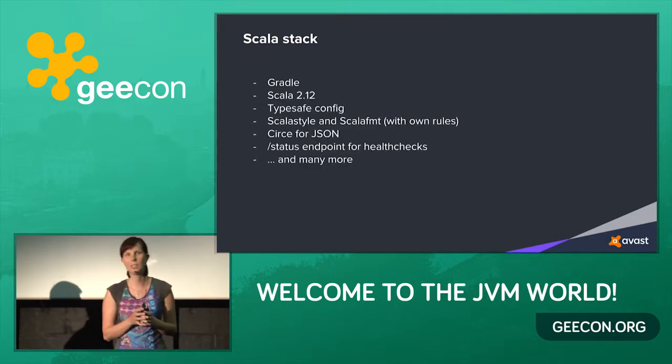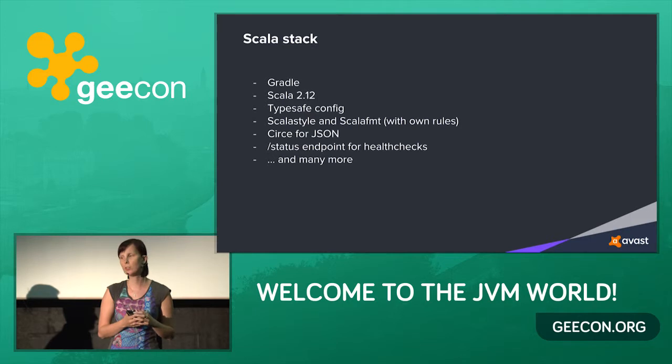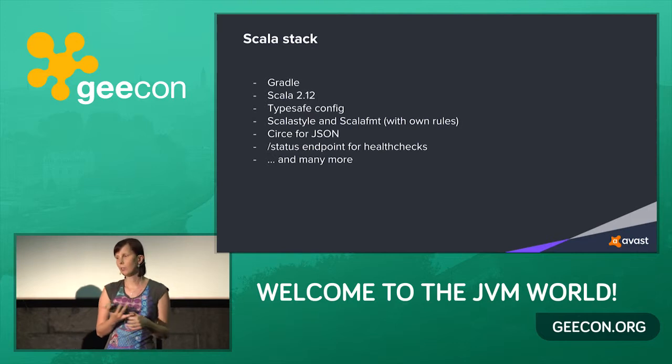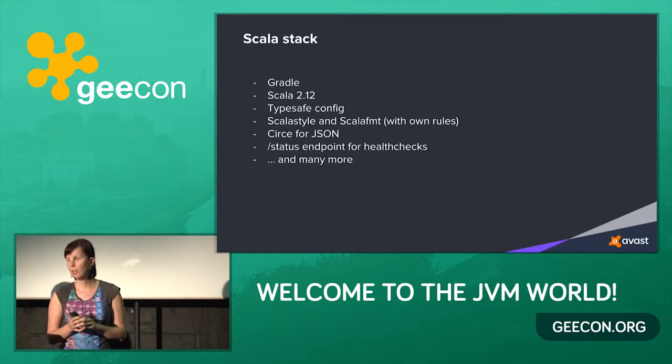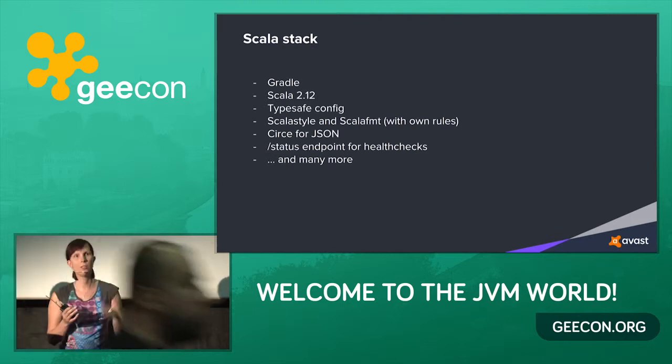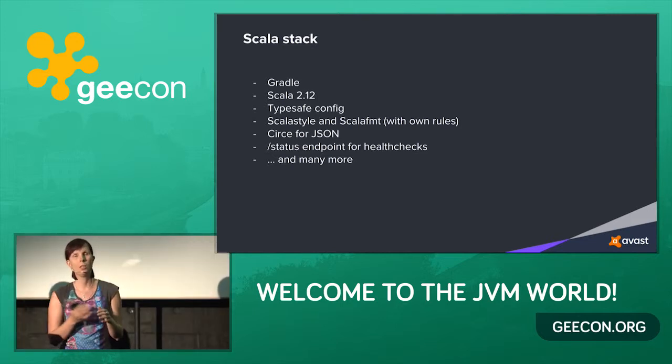So this is just some examples from the Scala stack page. We agreed that we're going to build our projects using Gradle. We agreed that we're going to build it in the latest version of Scala. For configuring the applications, we use Typesafe Config. We use Scalastyle and Scalafmt. This is really important because you want your code across all services to be formatted and to look in the same way. For JSON parsing, we use circe, and all our services expose the status endpoint, and we actually use this endpoint for health checks.